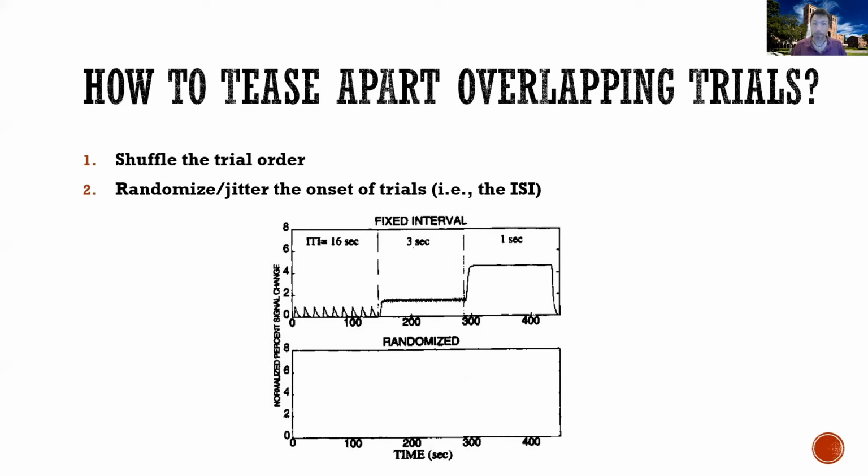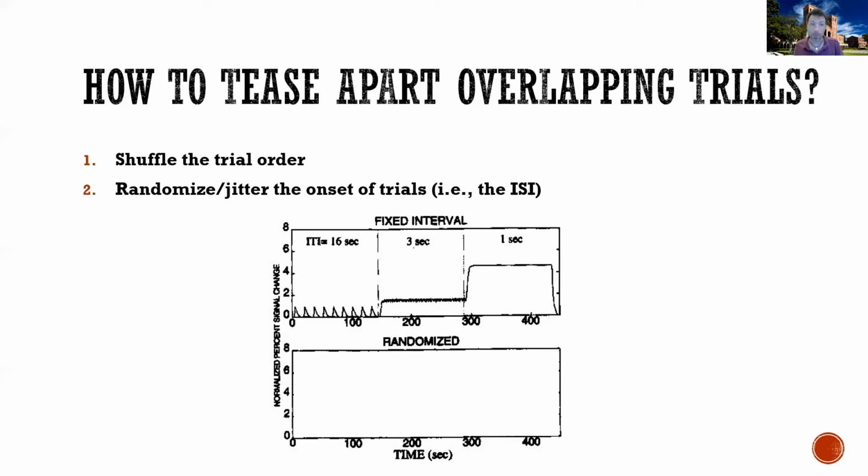Now, the second way that we have to tease apart events is not just to shuffle the trial order, but also to randomize the onset in time of your stimuli. What that means is that, for example, let's say you show one stimulus for 3 seconds, then you wait 1 second in between, and now you show another stimulus. Instead of keeping the spacing in between the stimuli, the so-called interstimulus interval, or ISI, fixed, you randomly change the distance between your two stimuli.